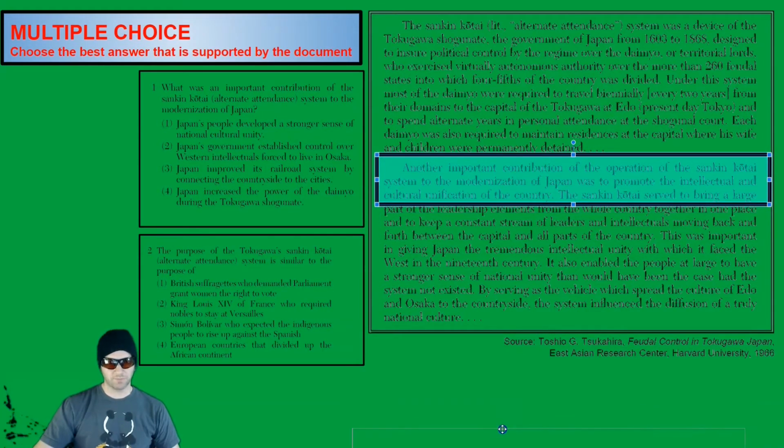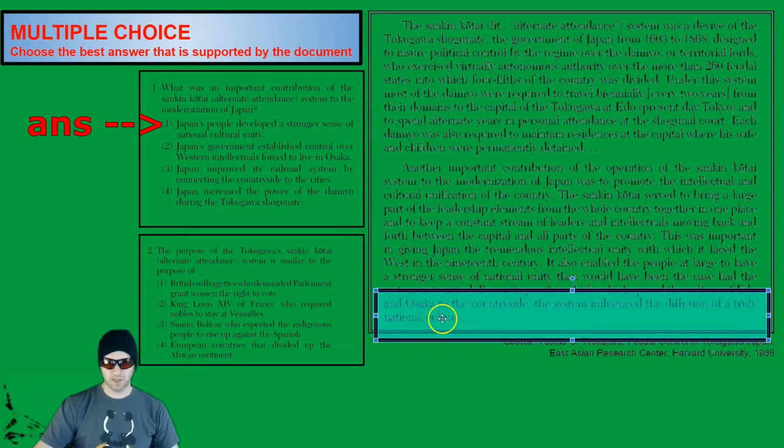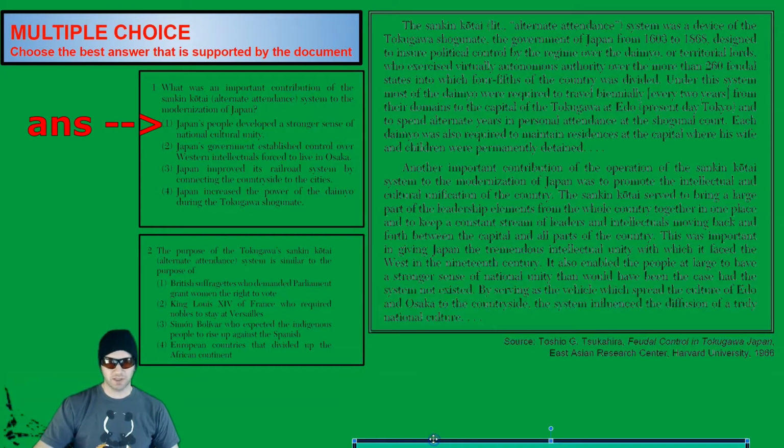1, Japan's people developed a stronger sense of national cultural unity. Okay, that's the answer. Truly a national culture and unified. But let's check the other answers. 2, Japan's government established control over Western intellectuals forced to live in Osaka. No, it doesn't say anything. It only mentions Osaka once, and it's all about the daimyo moving back and forth. It doesn't say anything about Western intellectuals, so no on 2.